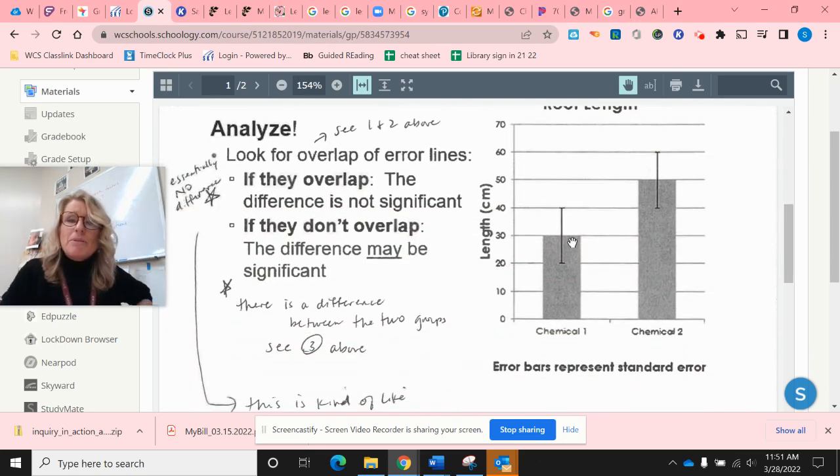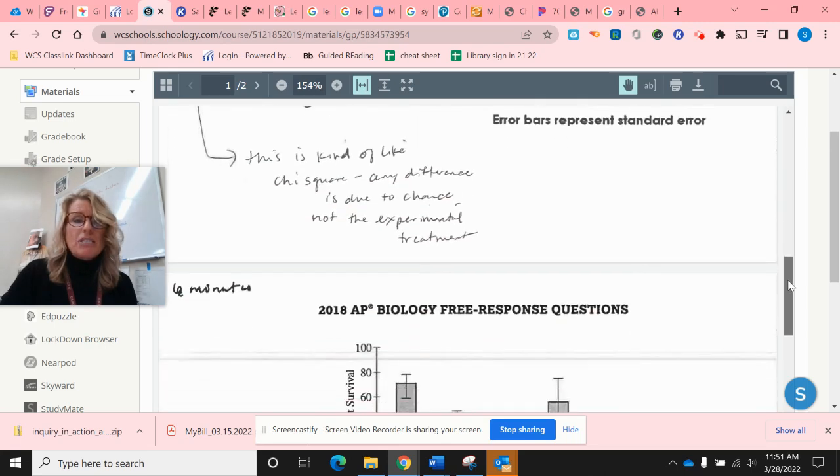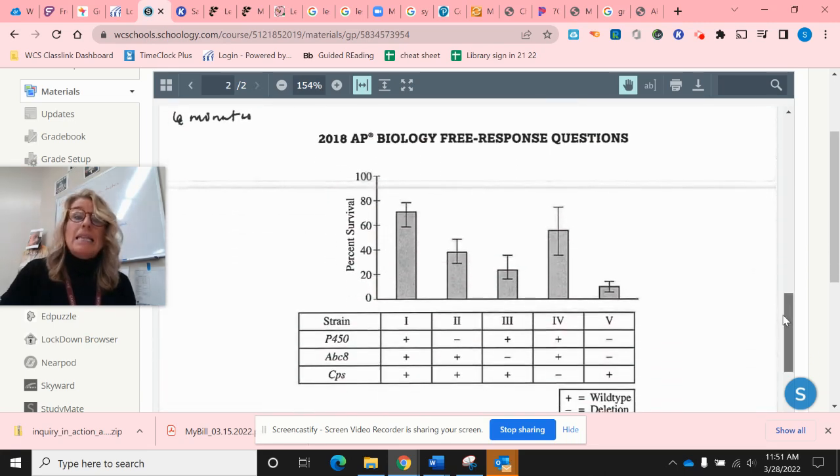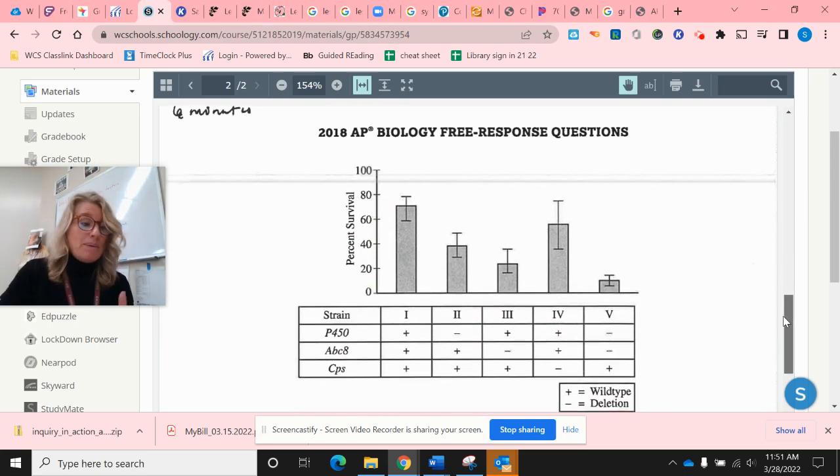After you listen to this, take a look. This one's kind of a hard example because they don't technically overlap right here. But you look at this and you want to be like, oh my gosh, chemical 2 has a huge impact on the length of roots over chemical 1. Again, this is kind of ambiguous. If they did overlap, we'd say there really is no difference between chemical 2 and chemical 1. If they were really further apart, we could say, wow, there's a huge difference in the effect of chemical 2 on root length.